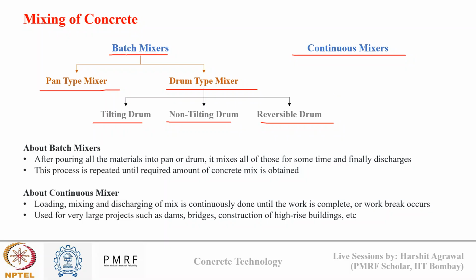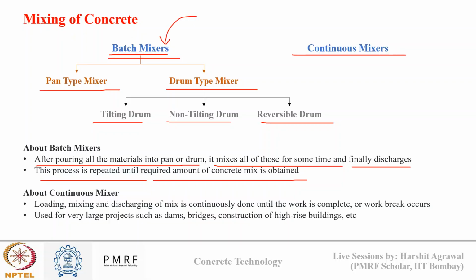Okay. Now, what do you mean by batch mixer? In a batch mixer, after pouring all the materials into a pan or a drum, it mixes all those materials for some time and it finally discharges. This process is repeated until the required quantity of concrete mix is obtained. So in batch mixer, we pour a concrete batch, we mix it and we take it to site, and then we pour one more concrete batch, we mix it, we take it to site, and this process is repeated until the required amount of concrete mix is obtained.